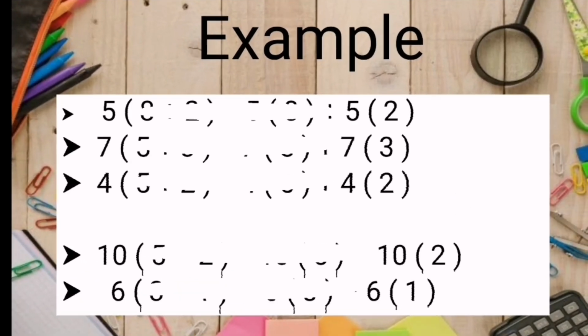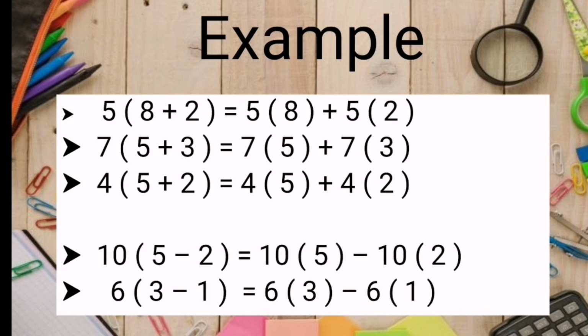For example, 5 times (8 + 2) is equal to 5 times 8 + 5 times 2. 7 times (5 + 3) is equal to 7 times 5 + 7 times 3. 4 times (5 + 2) is equal to 4 times 5 + 4 times 2. Then 10 times (5 - 2) is equal to 10 times 5 - 10 times 2. 6 times (3 - 1) is equal to 6 times 3 - 6 times 1.